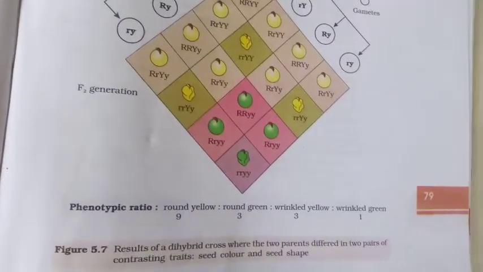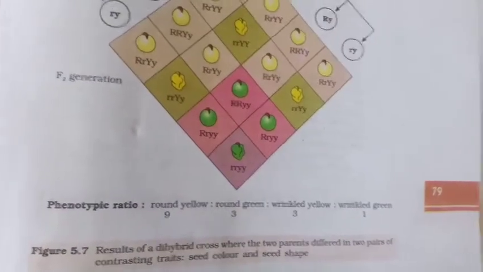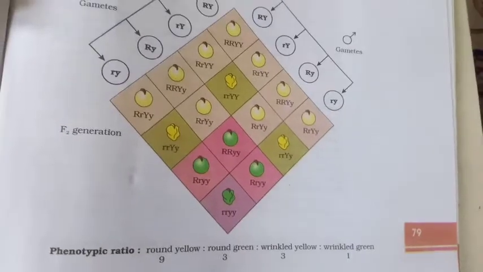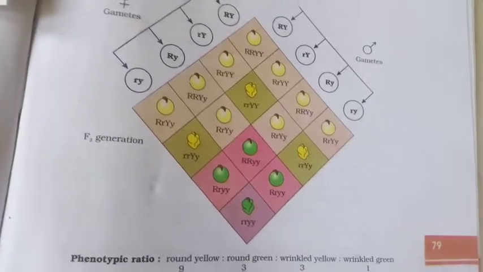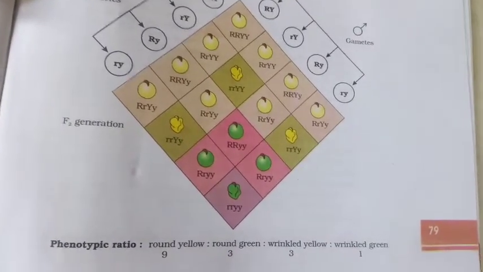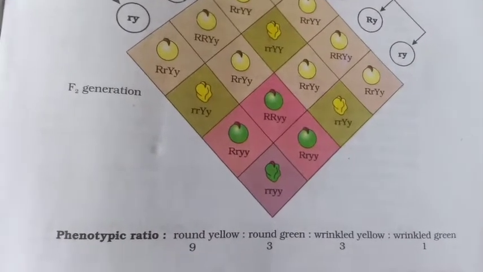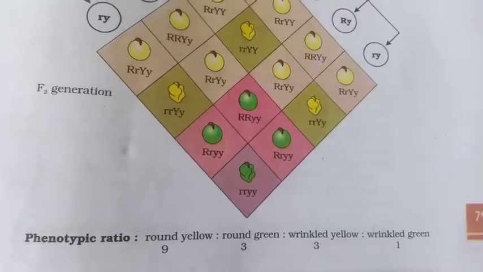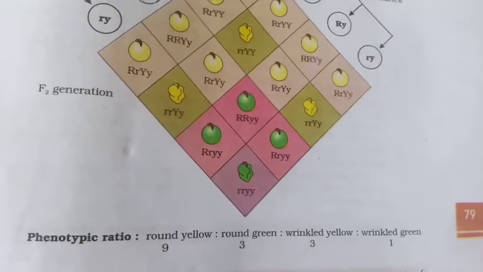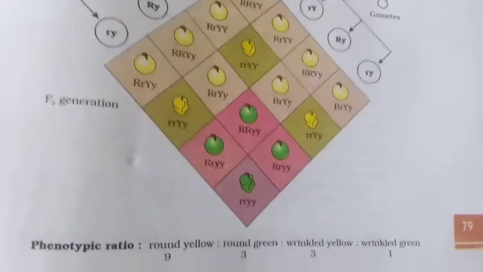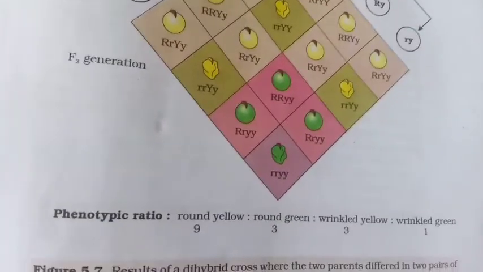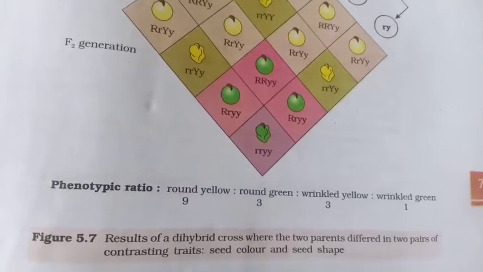They showed the phenotypic ratio of round yellow 9, round green 3, wrinkled yellow 3, and wrinkled green 1. This is the famous 9:3:3:1 ratio for the dihybrid cross.